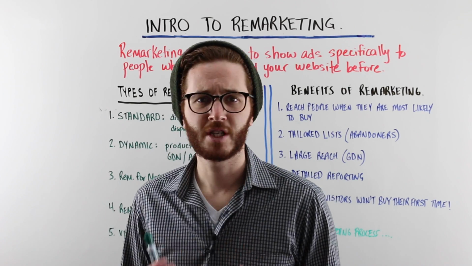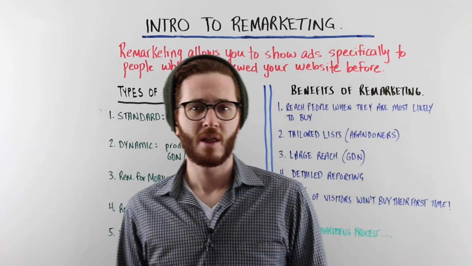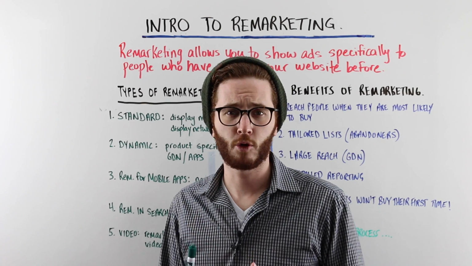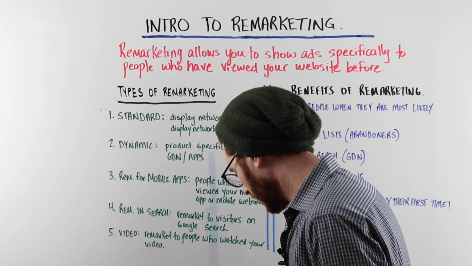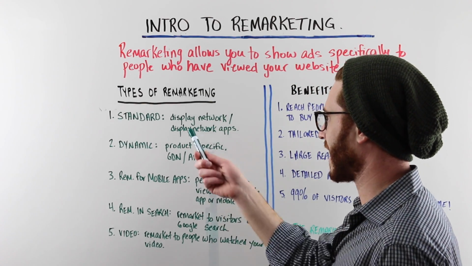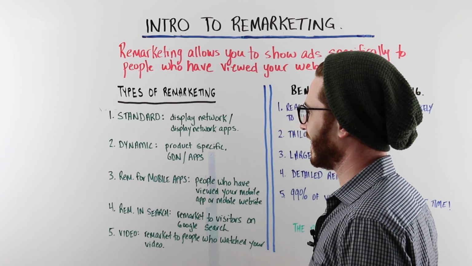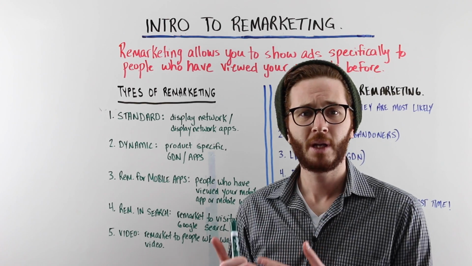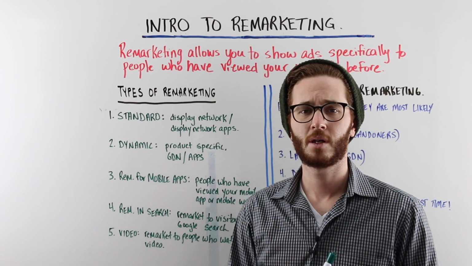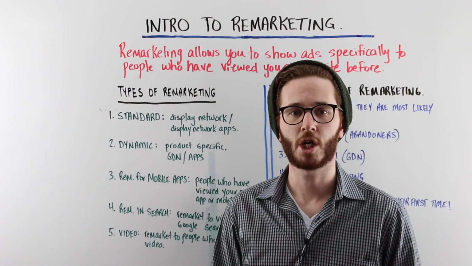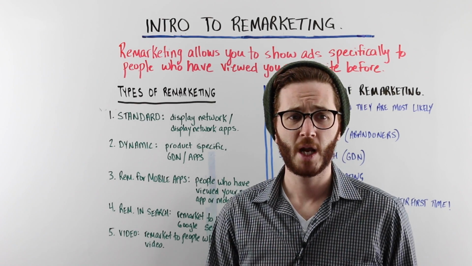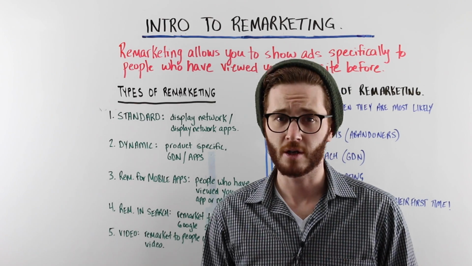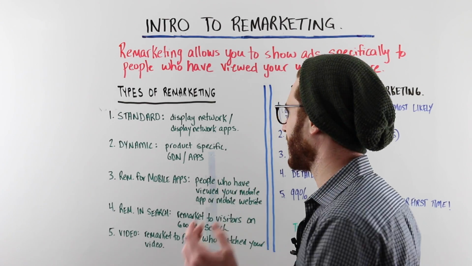So let's talk about the different types of remarketing campaigns that are available inside Google AdWords. The first type of campaign we have is a standard remarketing campaign. It is the display network and display network apps. What does that mean? Standard remarketing is somebody comes to my site, right? Say somebody comes to Poppin and they look for office chairs. They're browsing around our office chairs page, they then leave the site, maybe they add a chair to their cart, but they don't buy, and then they leave.